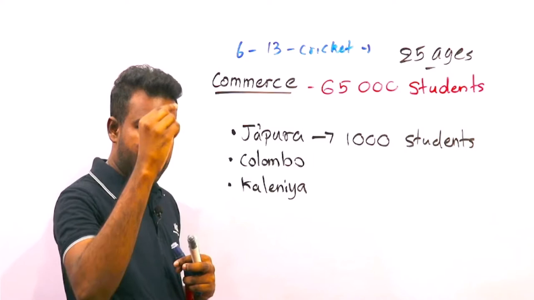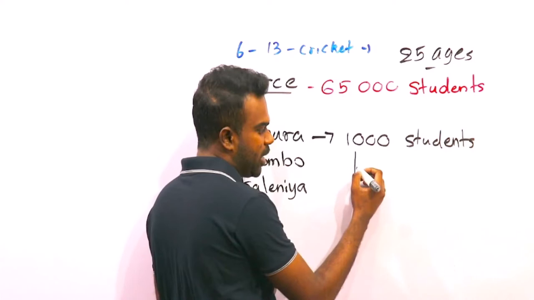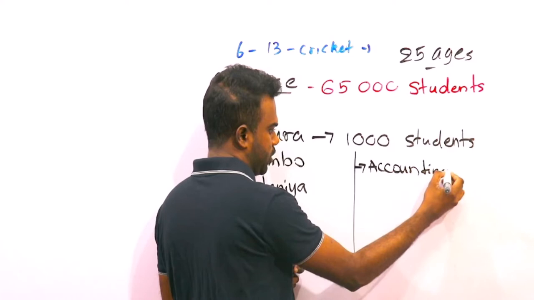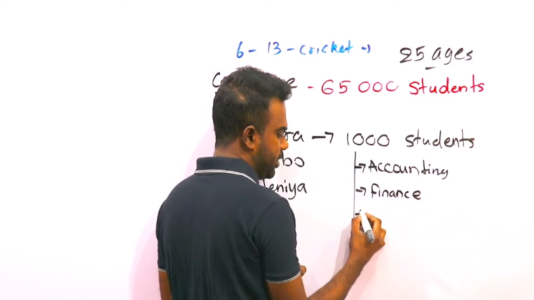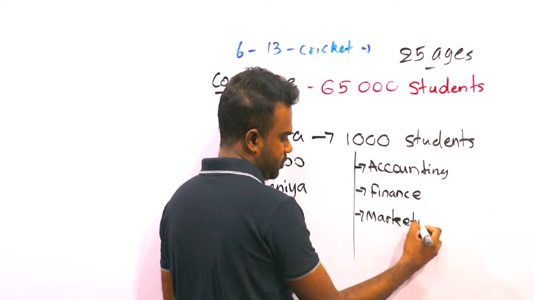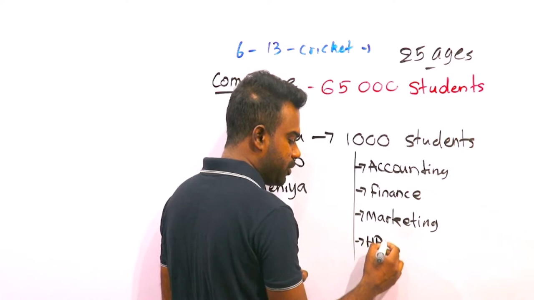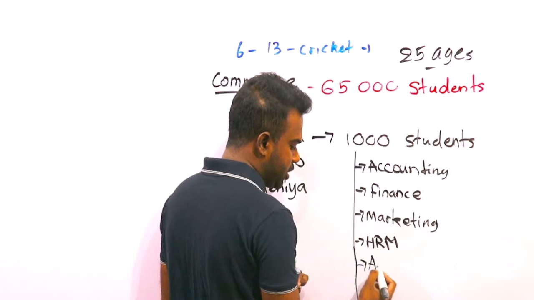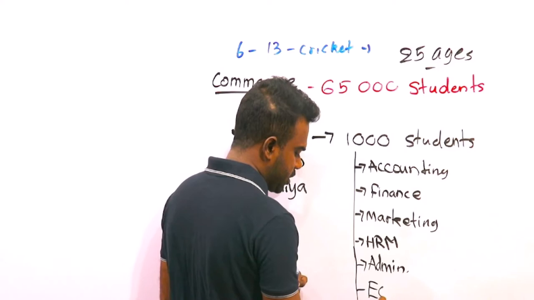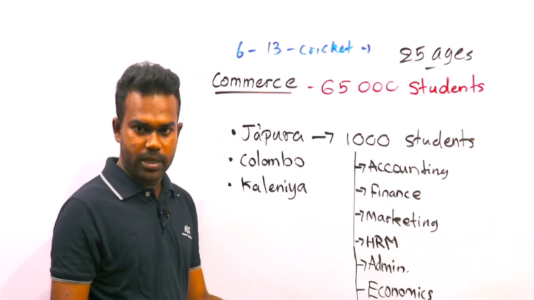There are so many degree programs. If we rank them, the first and best degree is accounting, then secondly finance, then third marketing. Then HRM, human resource management, and administration, which we call admin for short, and economics. These are the degrees.